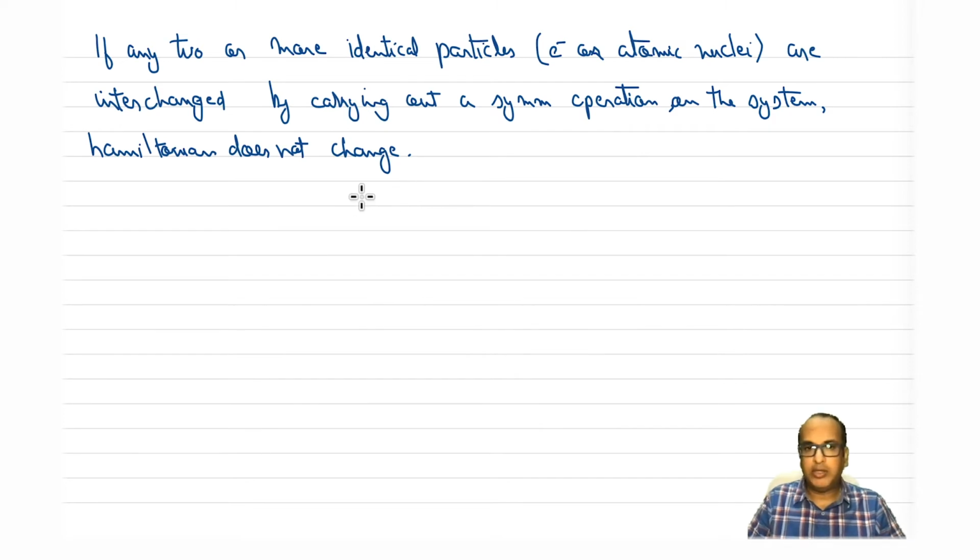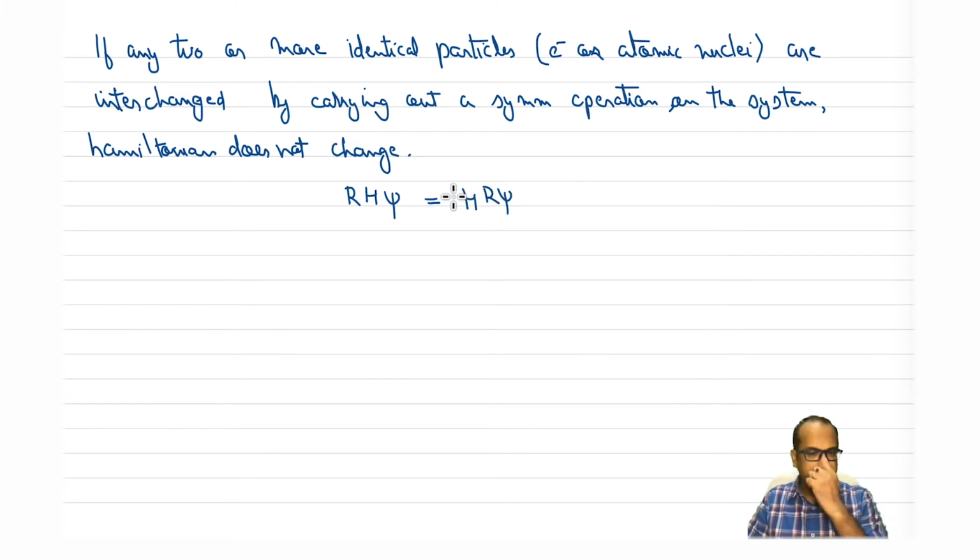So in other words, what we can do is we can say that if we first measure energy on this and then carry out symmetry operation, that should be equal to if we first carry out symmetry operation on this and then measure energy, right? So there is no difference if we first measure energy versus if we first do the symmetry operation. The energy of the system remains invariant.